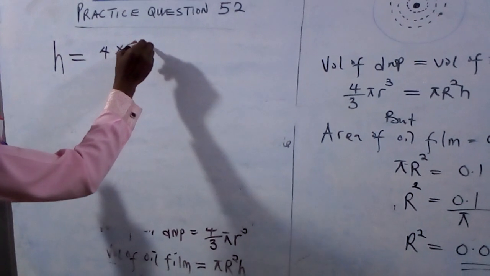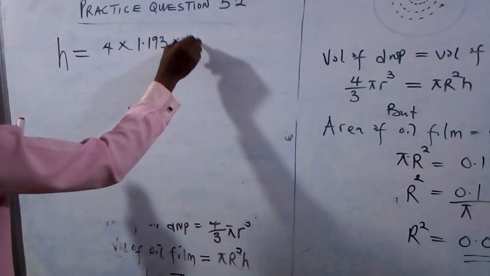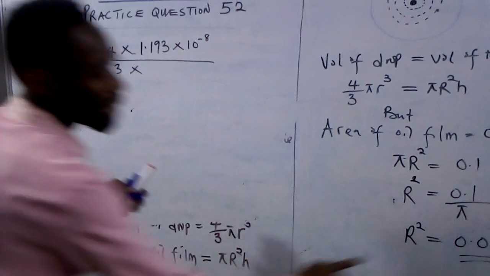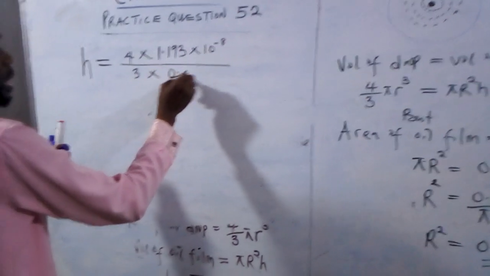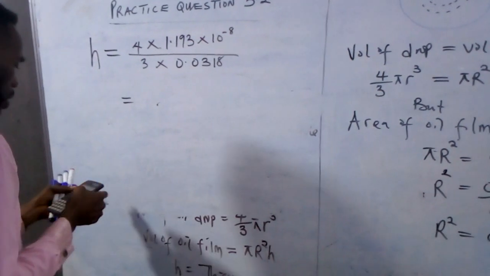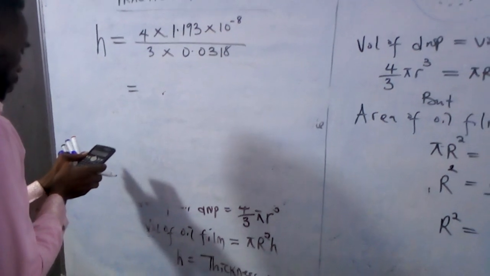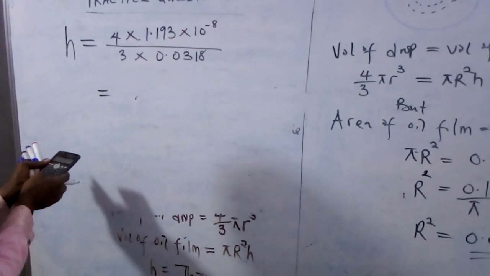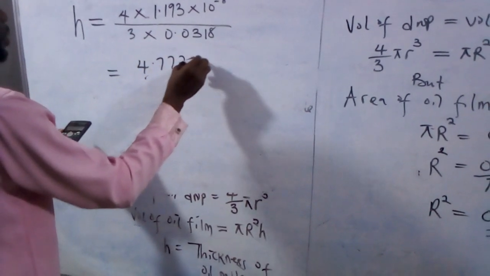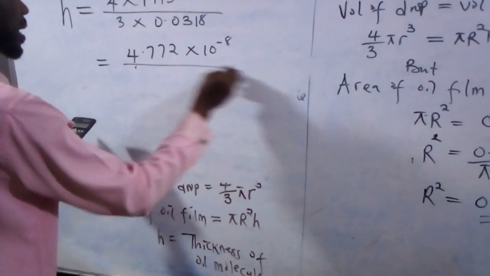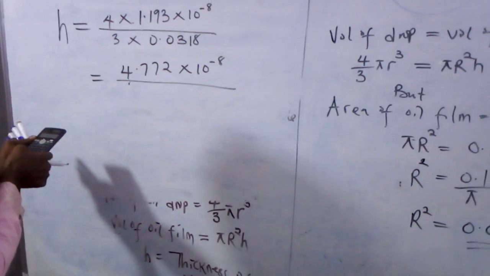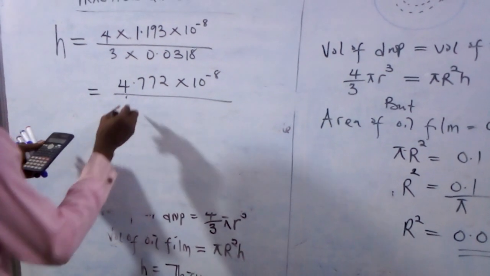So 1.193 times 10 raised to power minus 8 divided by 3 times our capital R squared, which is 0.0318. So let's do this. This now will be equal to 1.193 times 4, which will give us 4.772 times 10 raised to power minus 8, divided by 0.0318 times 3, which will give us 0.0954.